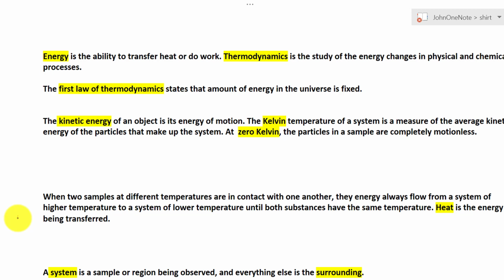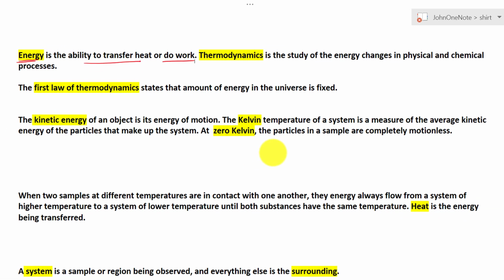In the previous lessons, we learned about chemical reactions, and we know that some chemical reactions are very explosive. Today we're going to look at why some chemical reactions are explosive, but other chemical reactions are not. Basically, it's all about energy. Energy is the ability to transfer heat or to do work. And thermodynamics is the study of energy changes in physical and chemical processes.